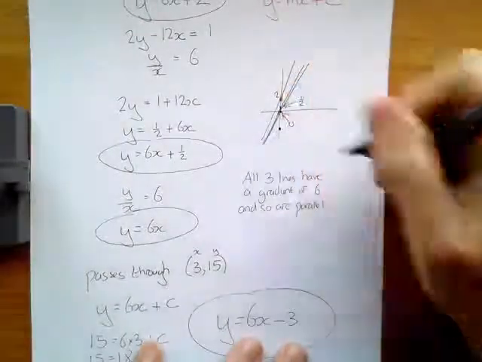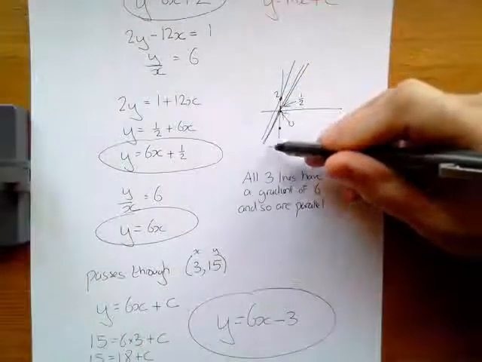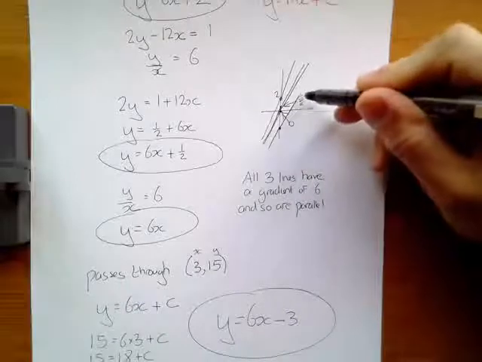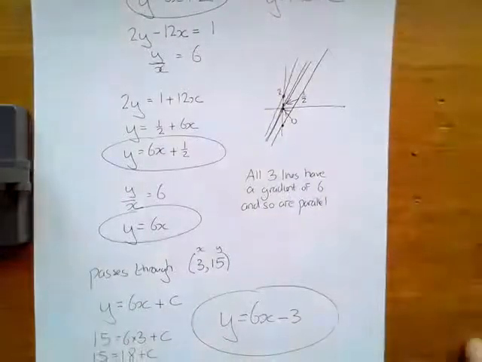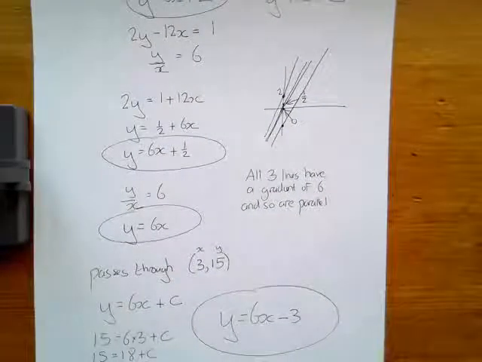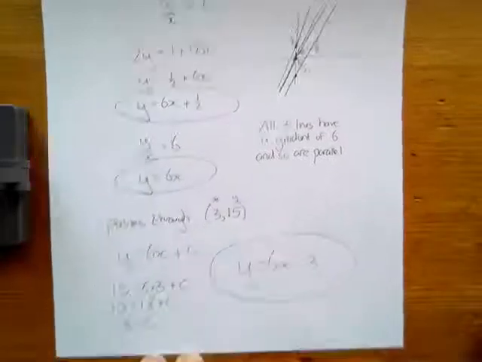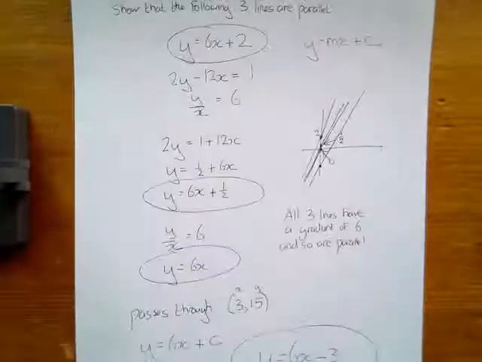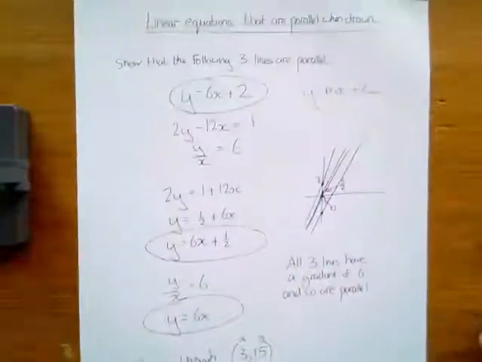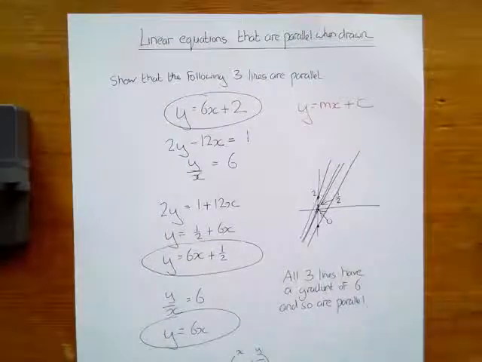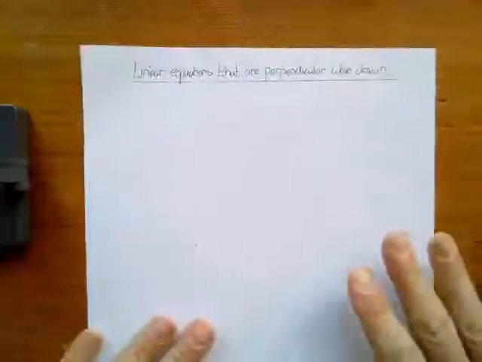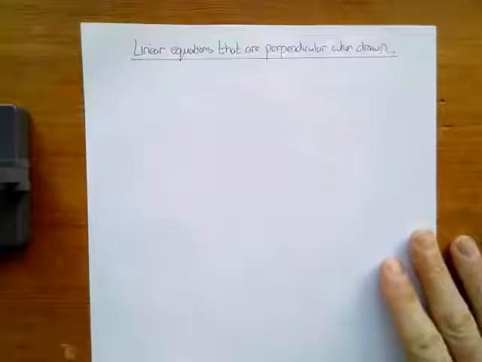So minus 3 is kind of here. If I draw another parallel line like that, it would pass through the point 3, 15 if you drew it properly. So that's how parallel lines work, and you can do all the work without plotting graphs. So I'm going to flip the page and do some work on perpendicular lines.